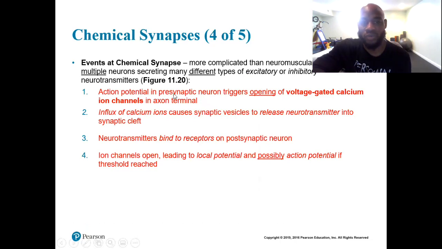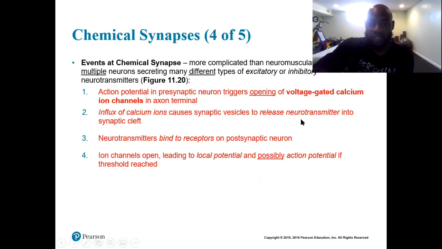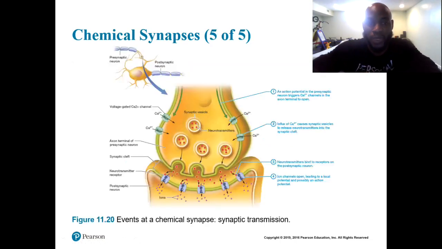So an action potential in the presynaptic neuron triggers opening of voltage-gated calcium ion channels. Now, normally we've talked about potassium, sodium, and now we have calcium. Influx of calcium ions causes synaptic vesicles to release neurotransmitter into the synaptic cleft. Neurotransmitters bind to the receptors on the postsynaptic neuron, ion channels open, leading to a local potential, possibly an action potential if threshold is reached. What's that threshold? Negative 55 millivolts.